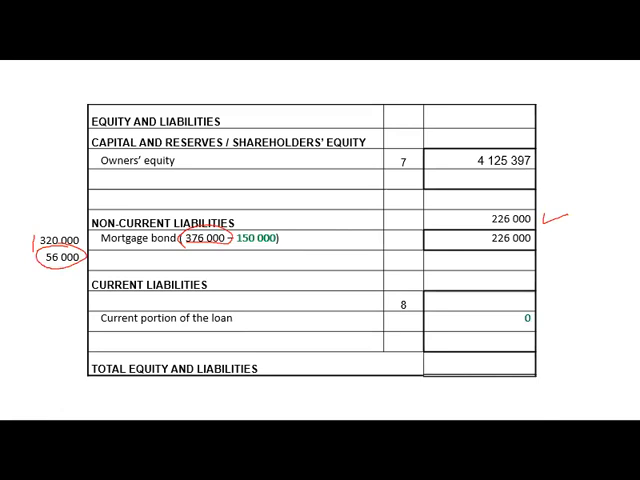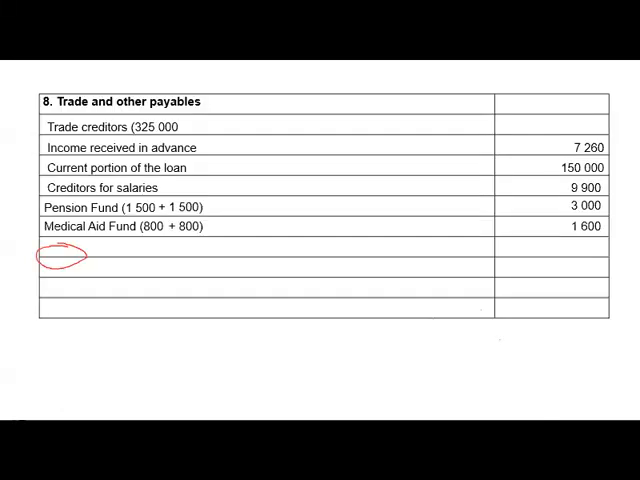I will start with my trade and other payables, which comes from note number 8. So for trade and other payables, let me see what I'm missing there. I've pretty much recorded everything. I will start with my trade creditors there because there's nothing that had to do with trade creditors. I'll just put the total there, which is 325,000.